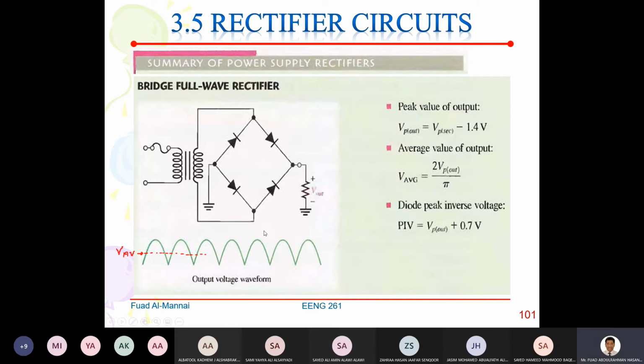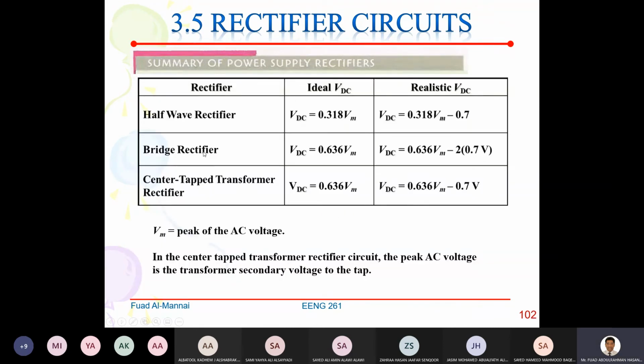And the PIV will be equal to V out plus 0.7, or VS minus 0.7. VS over here is the secondary. Remember, this is the secondary, and over here we have the primary. Any questions? And this one here is a summary for ideal VDC. This is the commercial one. And you can see for half-wave rectifier and bridge, we don't take center tap.